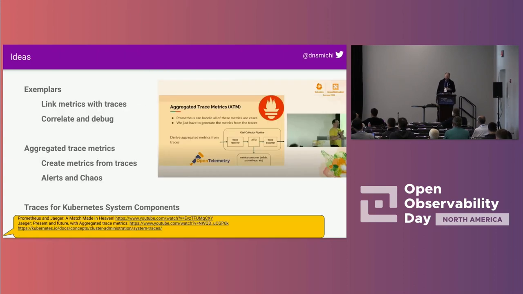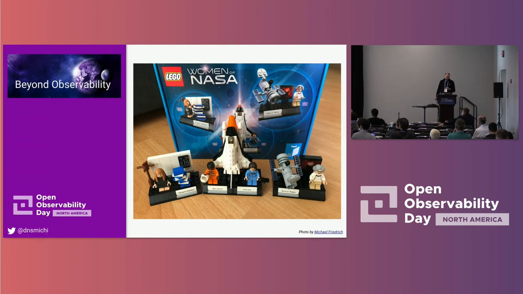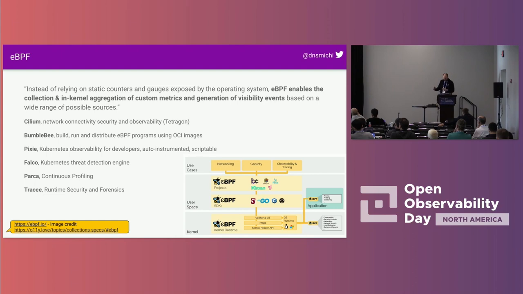Some other ideas which are always at the top of my head are exemplars, linking metrics with traces, being able to correlate and debug more, and combining it somehow with chaos engineering. One other thought, and I've seen it at KubeCon EU, was aggregated trace metrics, so being able to create metrics from traces in OpenTelemetry, and again think of how we can trigger that with chaos engineering and other things combined with Kubernetes system component tracing. Okay, lots of things, but there is even more than that.